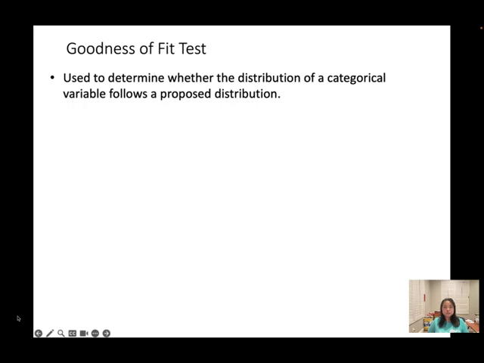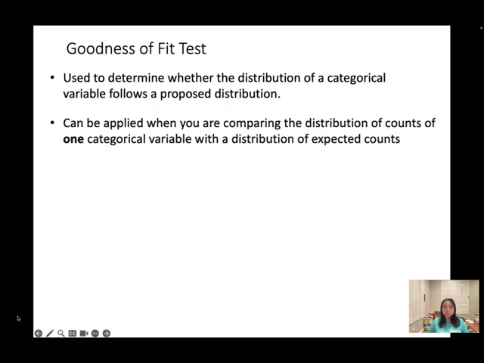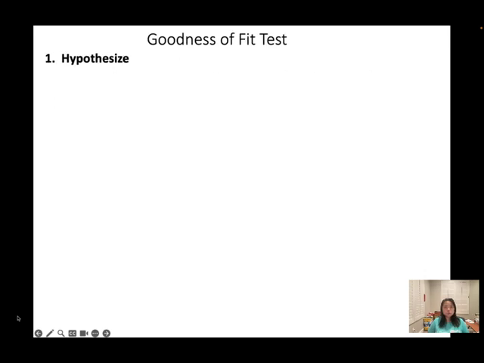The goodness of fit test is used to determine whether the distribution of a categorical variable follows a proposed distribution. It can be applied when you are comparing the distribution of counts of one categorical variable with a distribution of expected counts. The goodness of fit test has four steps.